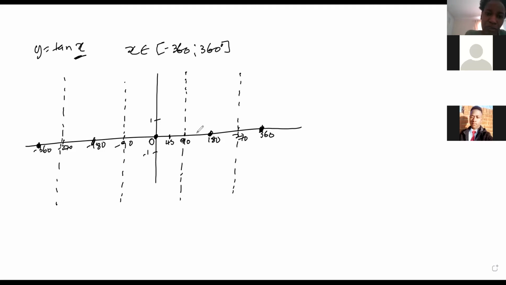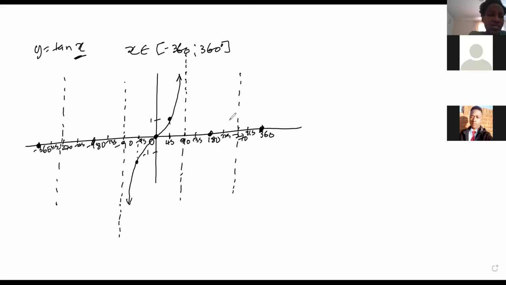We put 45, 135, 225, 315, minus 45, minus 135, minus 225, minus 315. Okay, then tan 45 is 1. Then minus 45, it will be minus 1. So it will look like this. So remember, the graph cannot go over your asymptote. So your graph from here, it will just go straight down. It can never go the other side, okay?